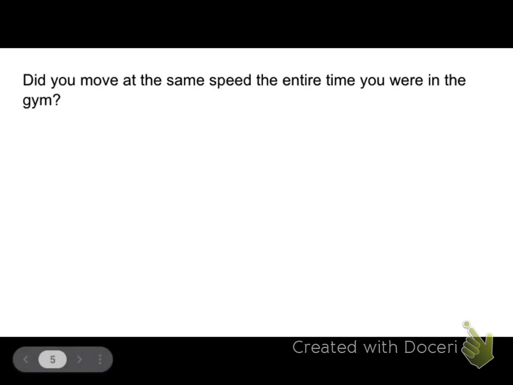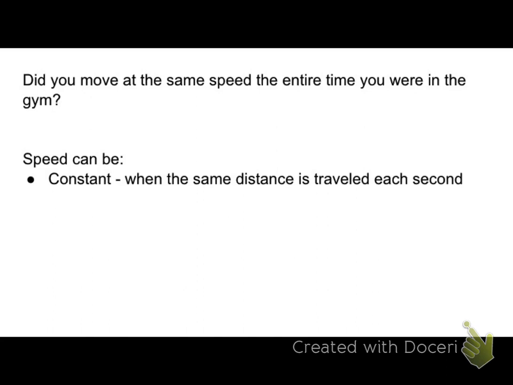Did you move at the same speed the entire time you were in the gym? No. We had some people say, well, I went slower going up, I went faster coming down. Okay, so your speed changed. Speed can be constant. So constant speed is when the same distance is being traveled every second. So if I'm always moving exactly 1 meter every second, my speed is considered constant. This would be like a car with its cruise control on. It should be moving at a constant speed.